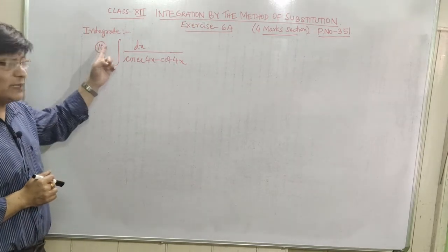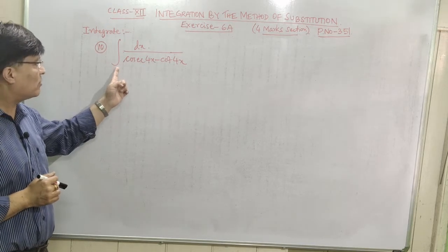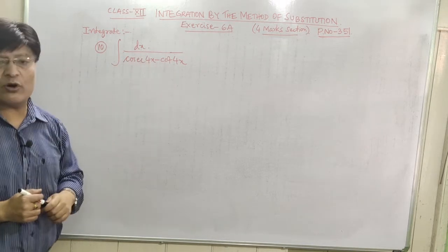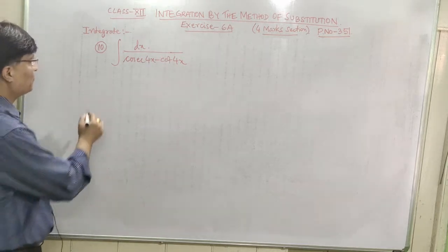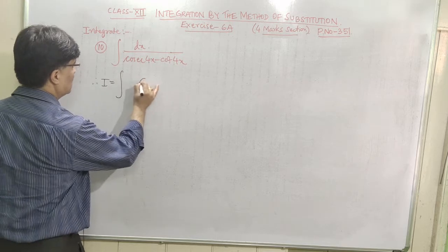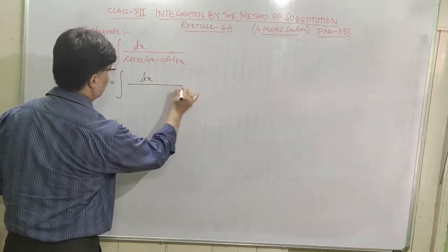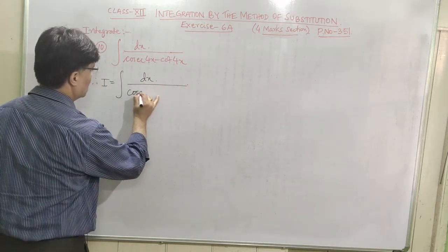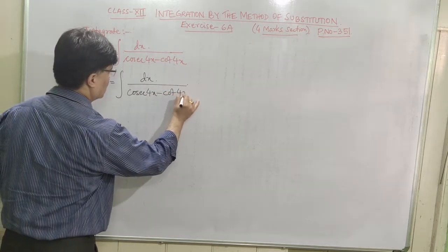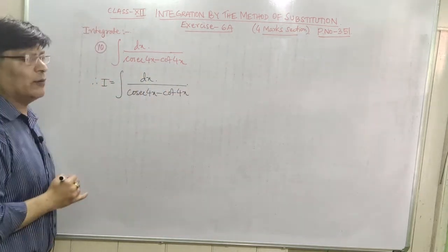So you have to integrate this question number 10, that is integral of dx divided by cosec 4x minus cot 4x. Okay, so let us assume it as I is equal to integration of dx divided by cosec 4x minus cot 4x. So now how do you integrate it?